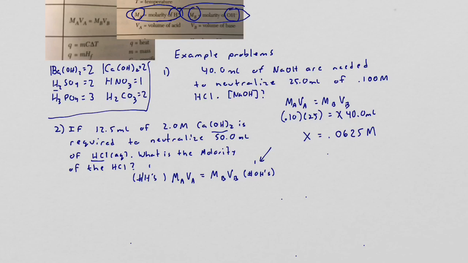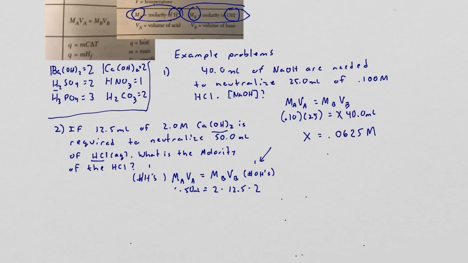So you have 12.5 milliliters of 2 molar CaOH2. That's the base. So I'm going to put 2 here for the molarity times 12.5 for the volume times the number OH. Calcium hydroxide has 2 hydroxides, so I'm going to put a 2 there. And then on the left-hand side, it says, what is the molarity of the acid? And it gives the volume of 50 milliliters, right? So I'm putting the 50 milliliters here for the volume.